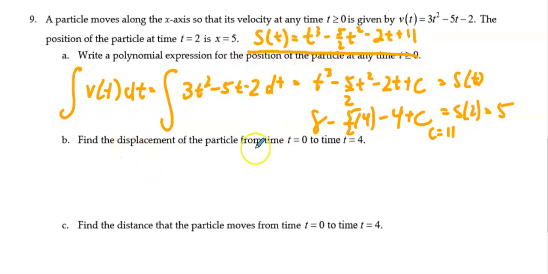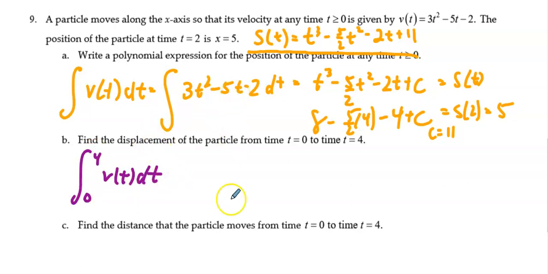It says find the displacement of the particle from time t equals 0 to time t equals 4. So the displacement of the particle. Notice again, it's not the final position, it's just asking for displacement, right? So for displacement, we're going to integrate from 0 to 4 of just our velocity function, v of t.